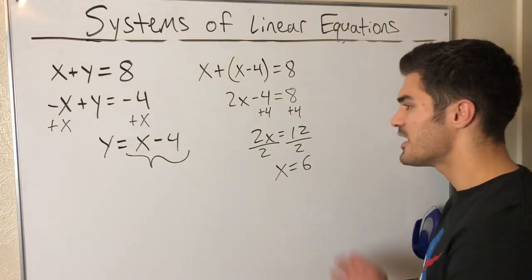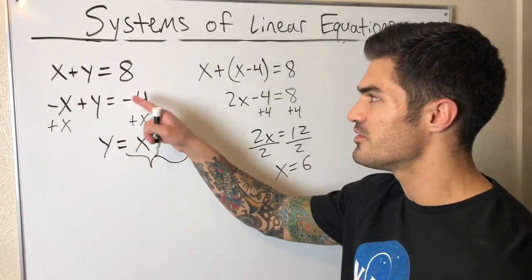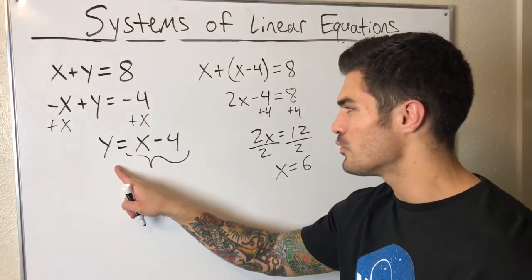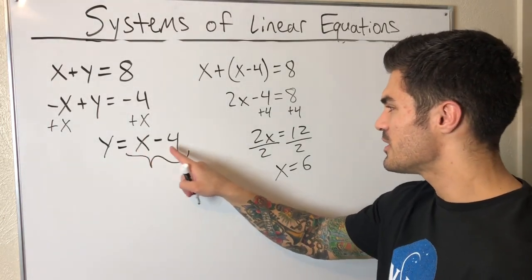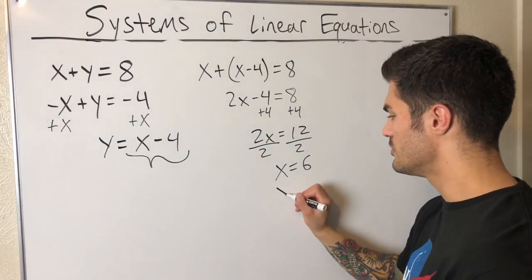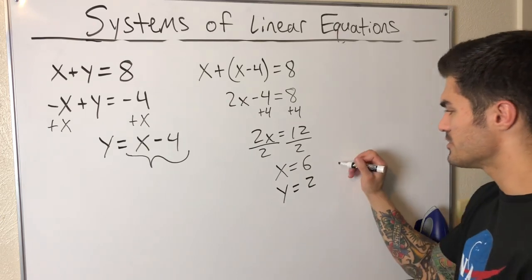So since I have my x value, I can just plug this in really wherever to any x I want. But I choose to do this one since y is already solved for, right? So y equals x minus 4. In this case, x is 6. So y equals 6 minus 4, which is 2. y equals 2, and you can write it as a point as well.